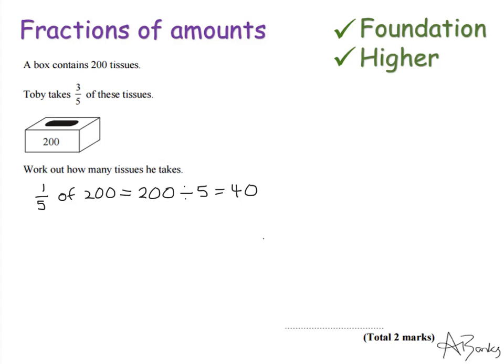But Toby doesn't take 1/5, he takes 3/5. So to work out 3/5, I just need to multiply the answer I got for 1/5, which was 40, by 3, because he got 3/5. So 40 times 3 is 120. So 3/5 of 200 is 120. So Toby took 120 tissues.